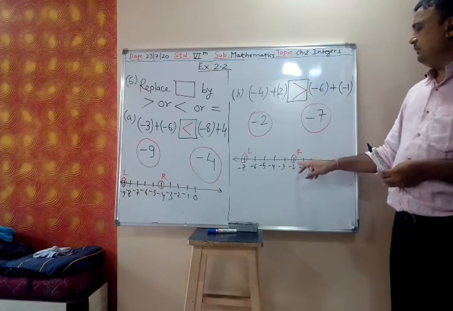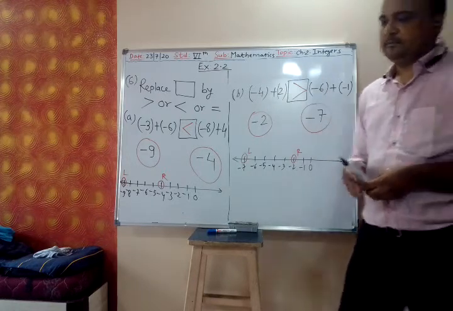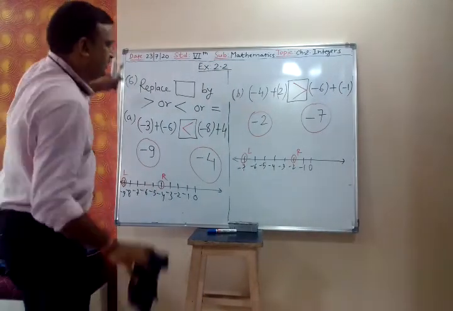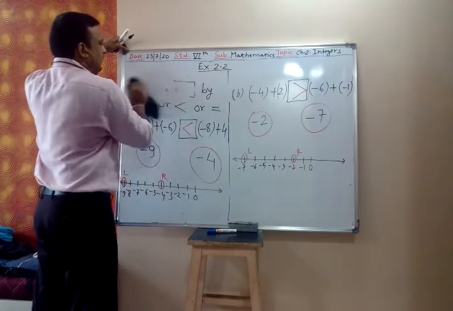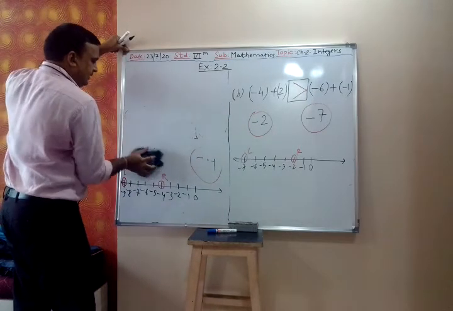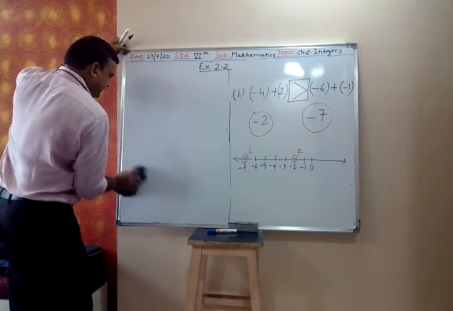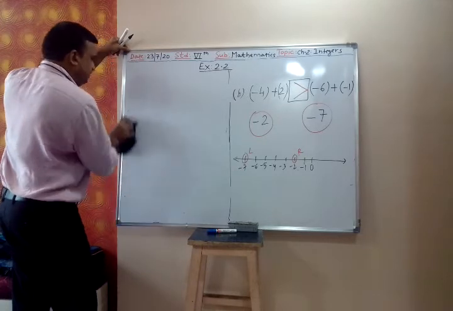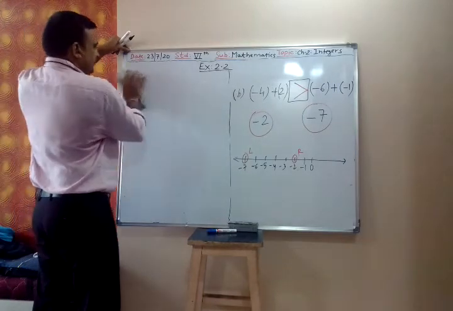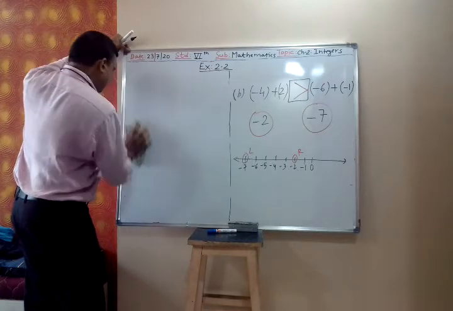Which number is on the right? Minus 2. So whichever number is on the right, that is bigger. That means this side is bigger. Yes, no comment, no discussion. Now let us see the C part and D part. These are important. Addition of integers: minus plus, plus minus, minus minus, plus plus. There should not be any confusion. You have to be totally confusion free.